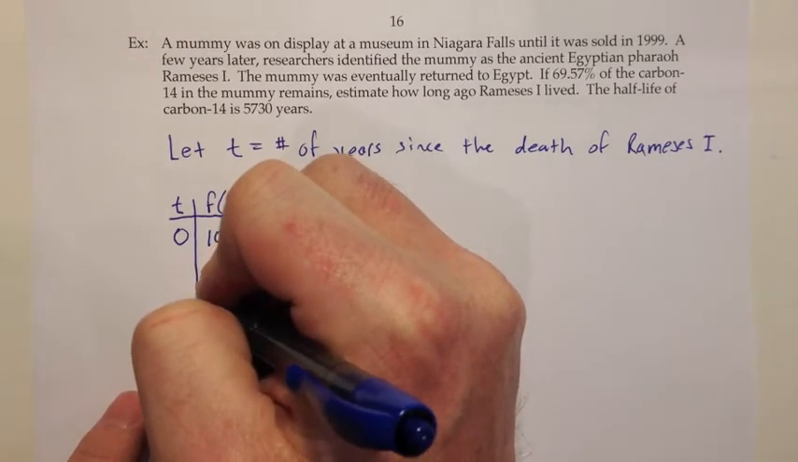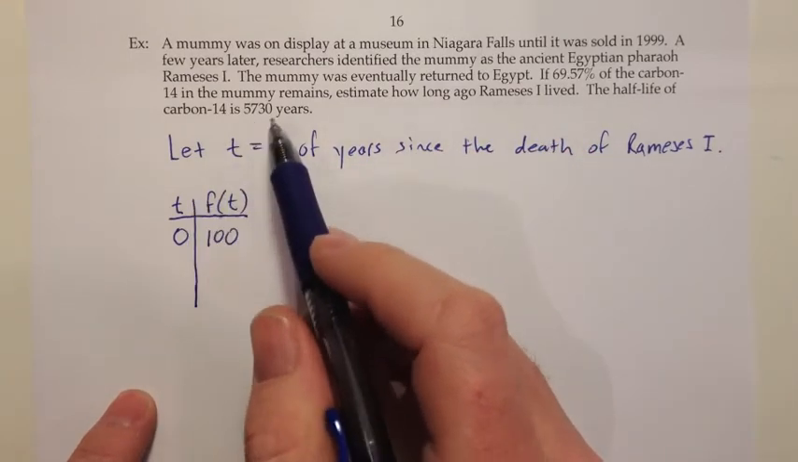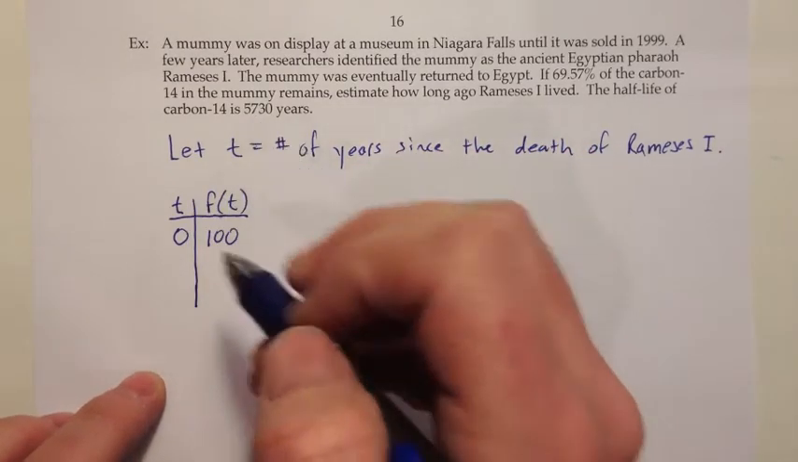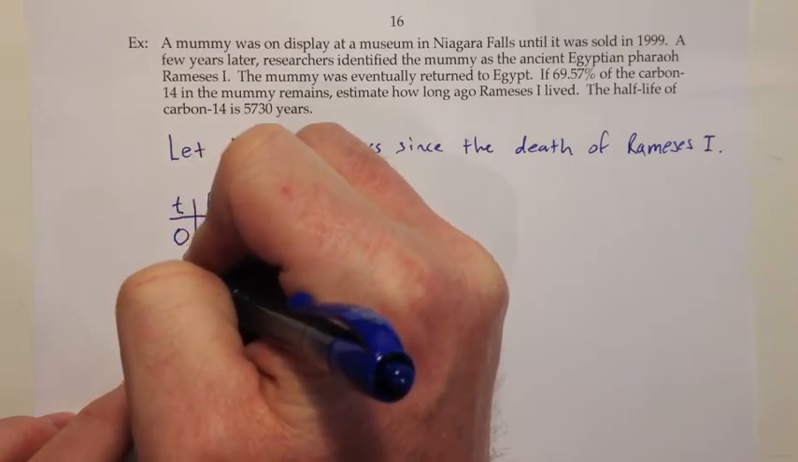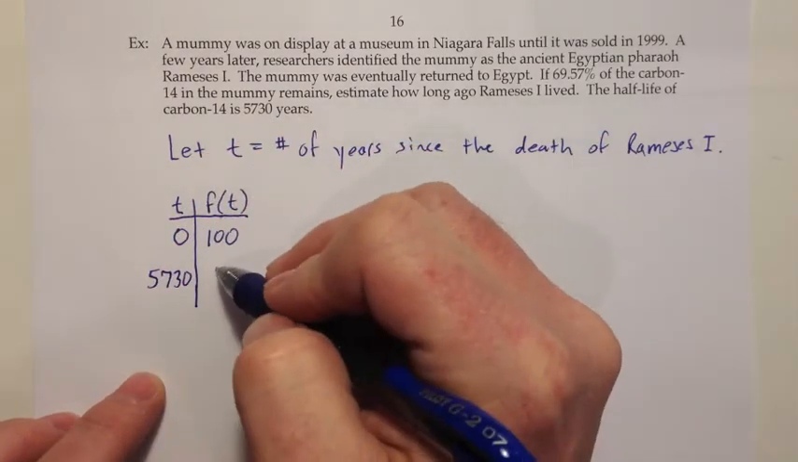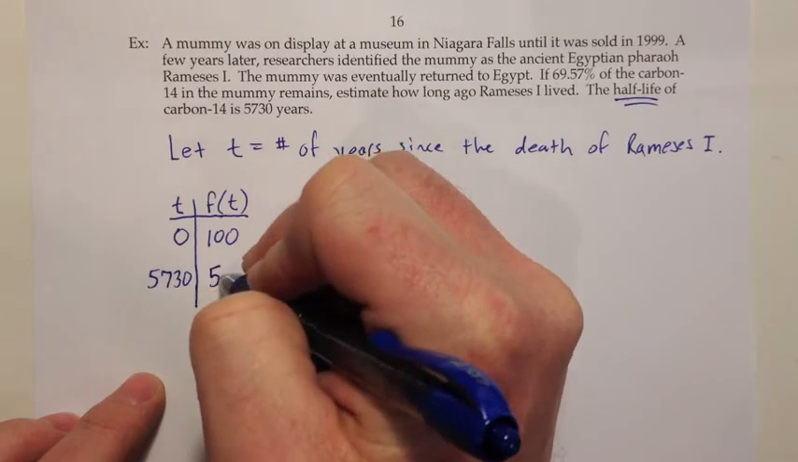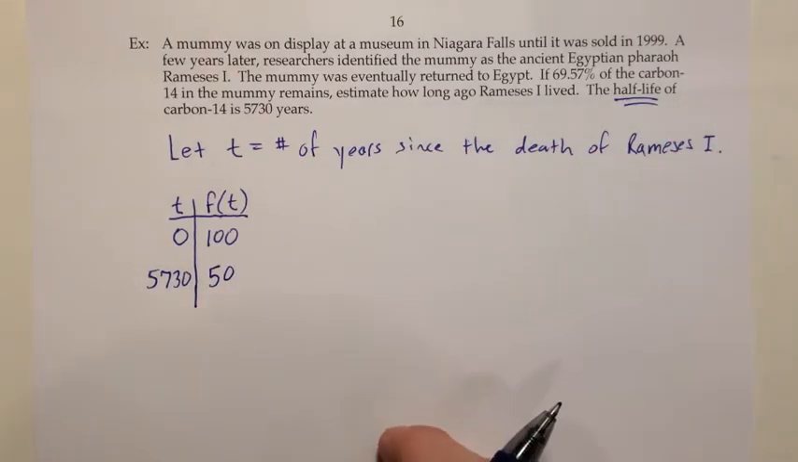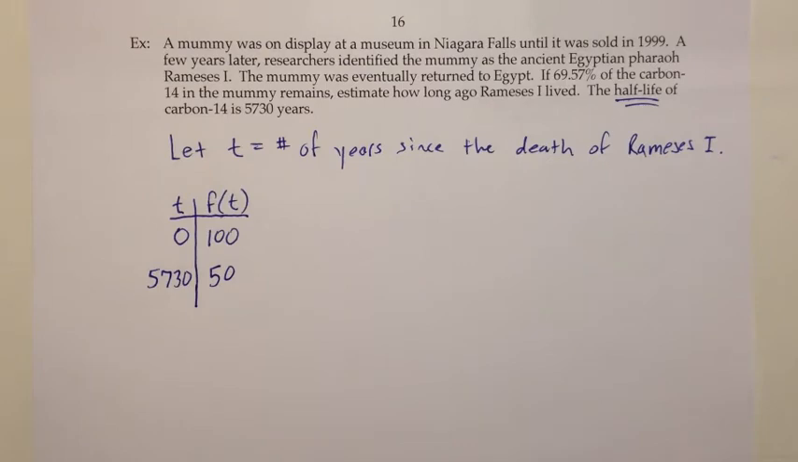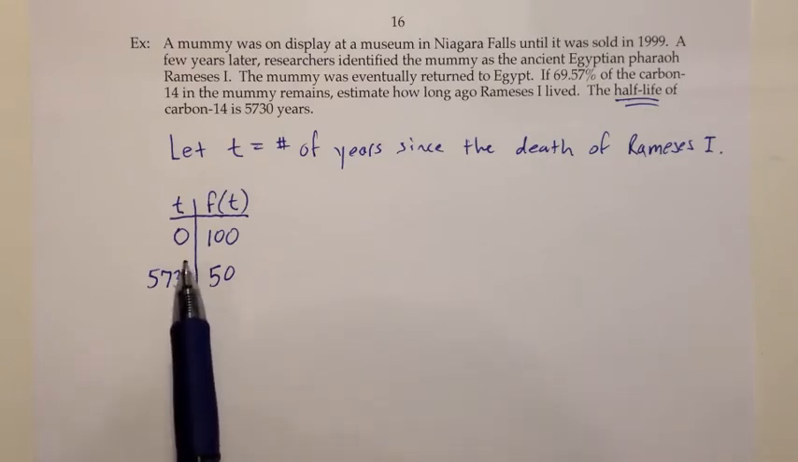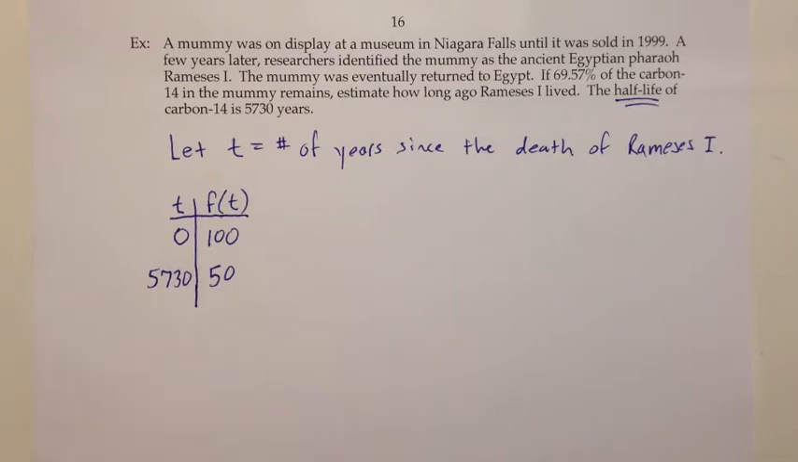And then, like we typically do in a half-life problem, I want to use the half-life as my next input. So if I put 5,730 as the number of years that have gone by since he died, then I know, because that is the half-life, that half of his carbon-14 would have decayed away. So he would be at 50% at that point. The other thing that I know about half-life problems is that they have exponential decay models. So if I put these two ordered pairs into the calculator, then I can use exponential regression on these to figure out what the equation is.